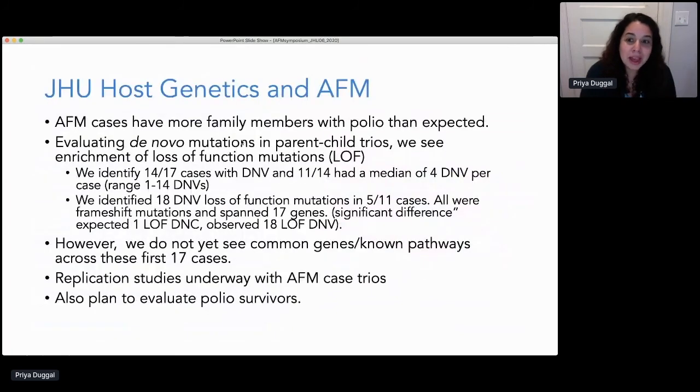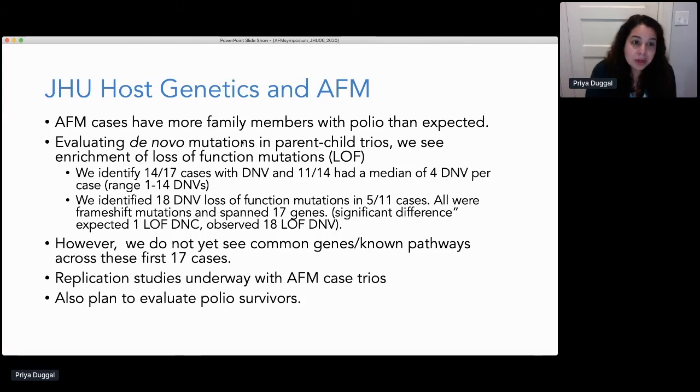And so what have we actually found? So I'm happy to say that we've done some initial analysis, and it's been a long haul, in part because we have to be able to identify and get these cases enrolled in our study, and then we have to do the sequencing, and we're not always flush with money to make that happen. But we do note that AFM cases have more family members with polio than is expected, which is exceptionally intriguing for us, because they seem to be enriched.